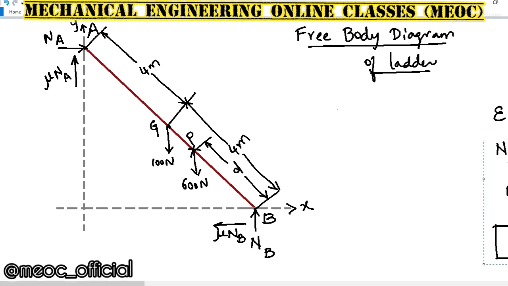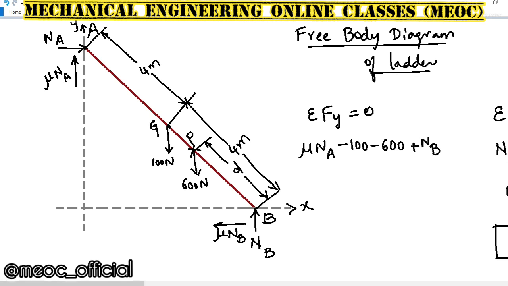let us apply another condition of equilibrium, that is sigma Fy equal to 0. Along the y direction, at point A there is mu NA upward, at point G there is 100 Newton downward, at point P there is another 600 Newton downward, and at B there is a normal reaction NB upward. So this is the equation sigma Fy equal to 0.